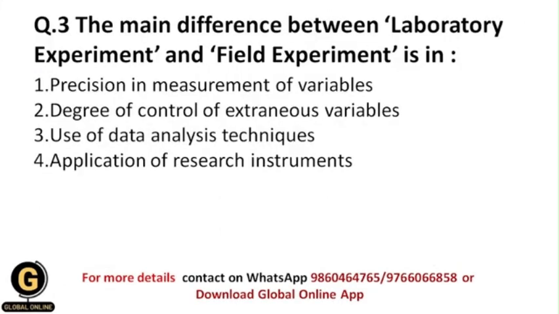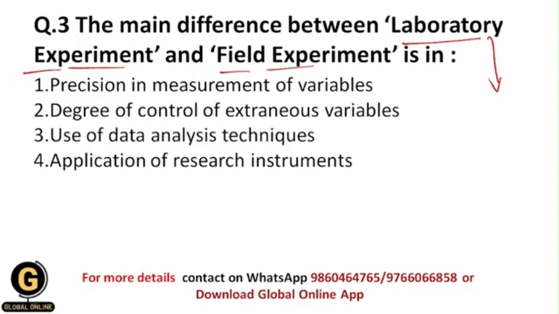The main difference between laboratory experiment and field experiment is in. So what is the main difference between laboratory experiment and field experiment? The main difference is that a laboratory experiment is held in a properly controlled environment, the lab environment, and a field experiment is done in the natural environment. That's why in the laboratory experiment we can control all of the extraneous variables, because all of the situations are under our control.